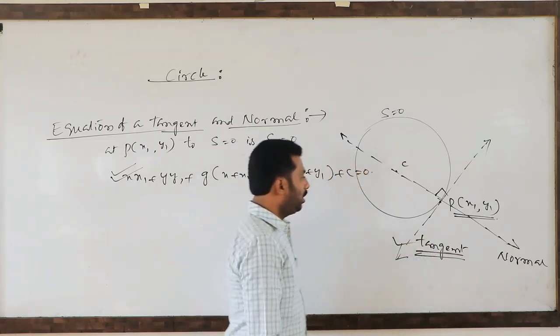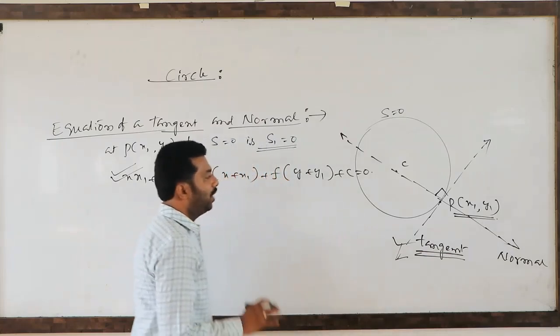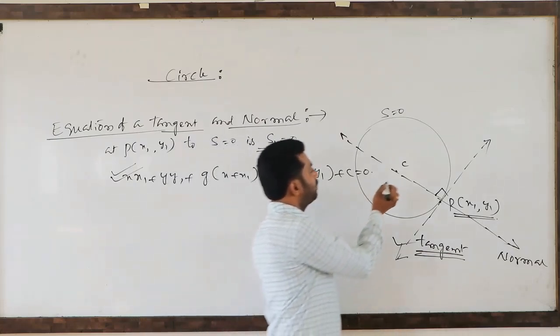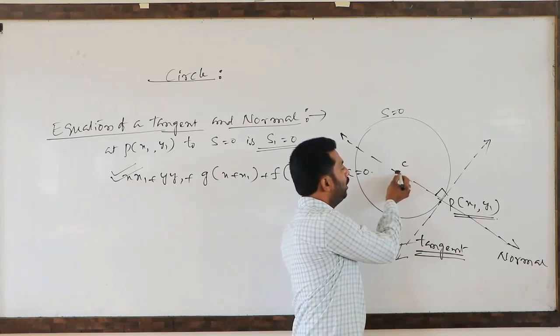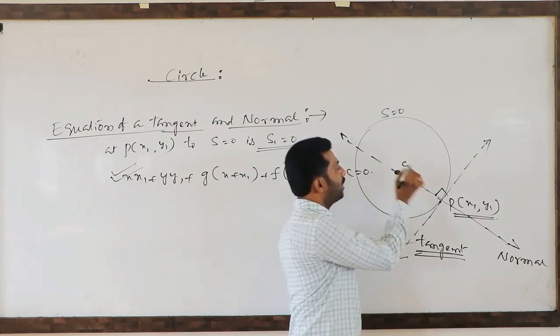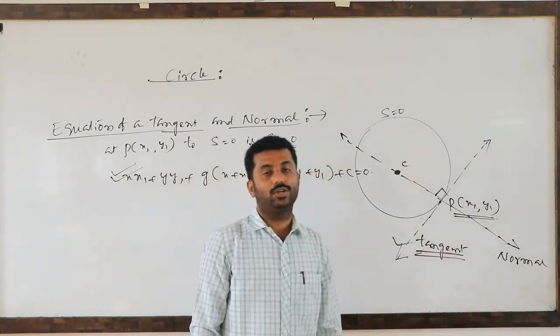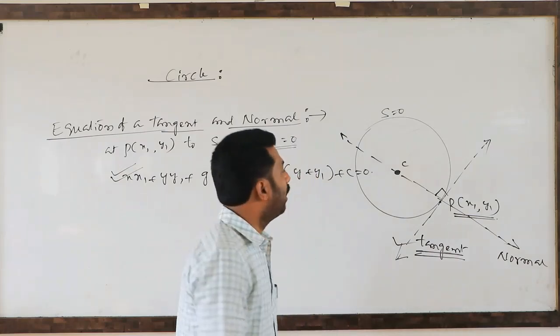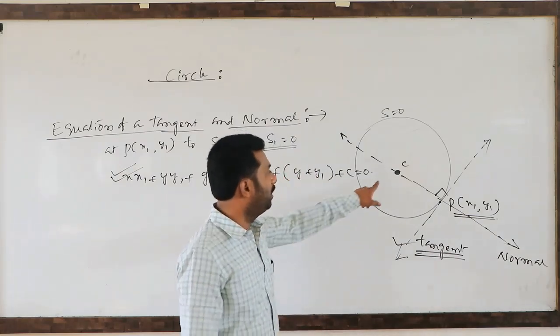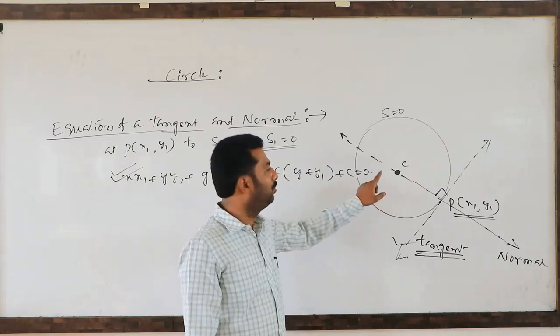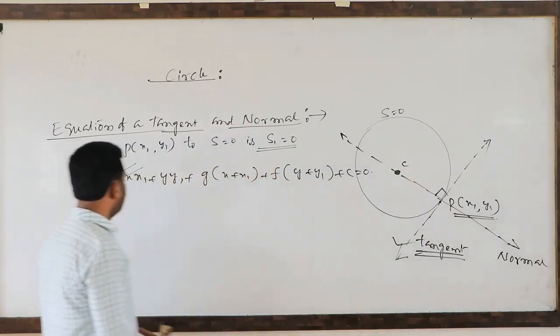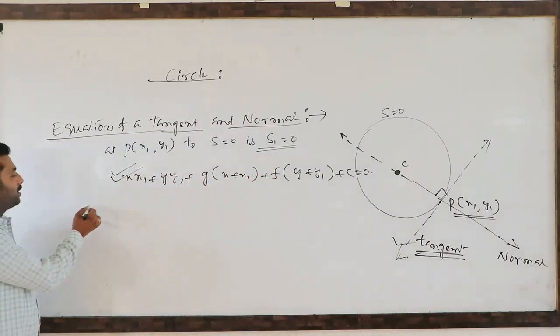So for the equation of the normal, one condition is there: it is always passing through the center of the circle. So how to guess the normal? The normal is always passing through the center of the circle. That point you have to remember. Then the equation of the normal to the circle.